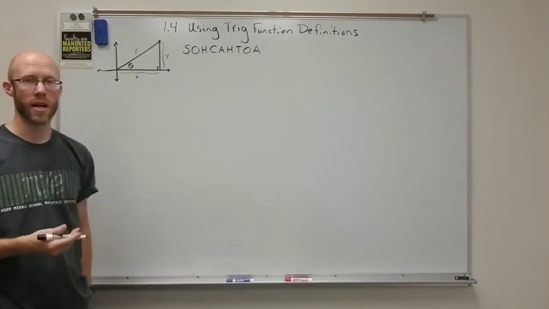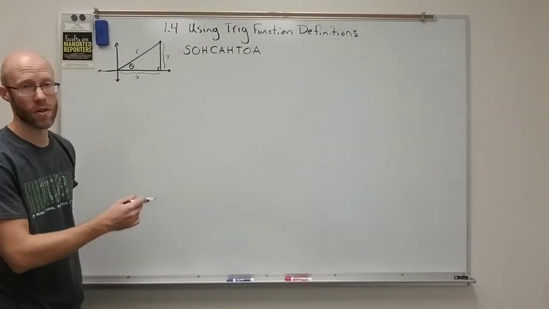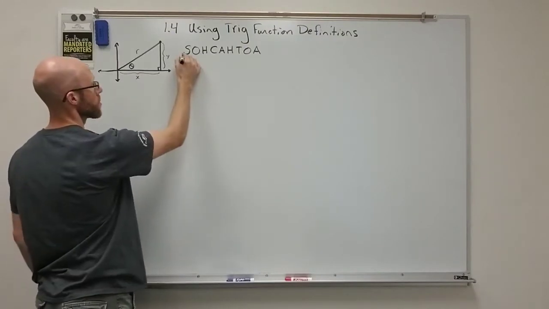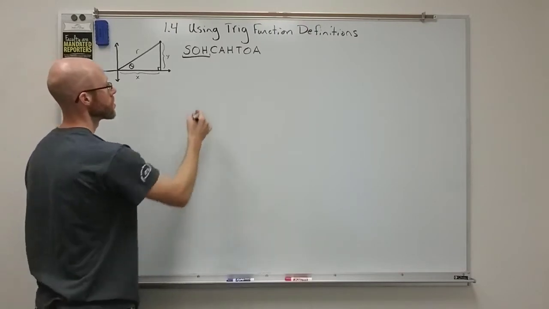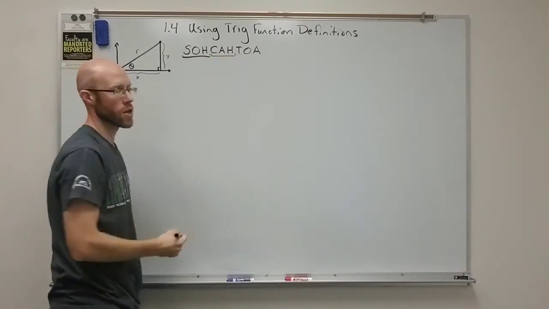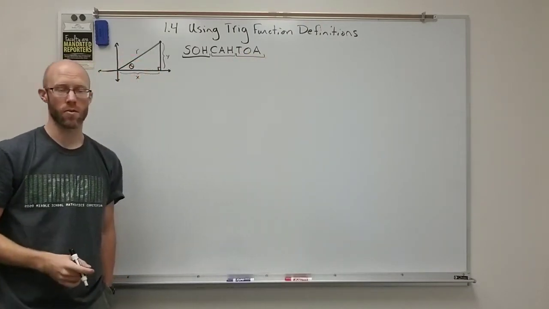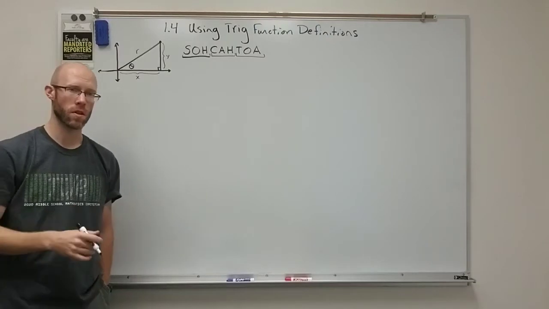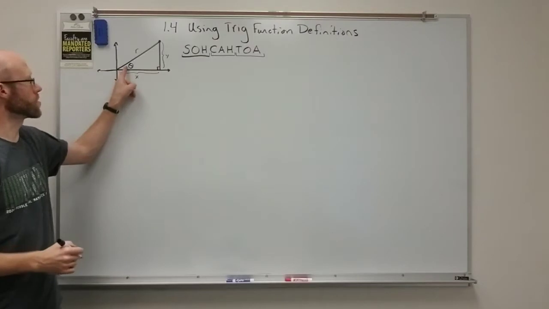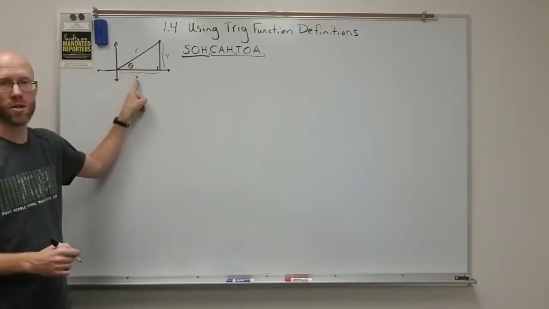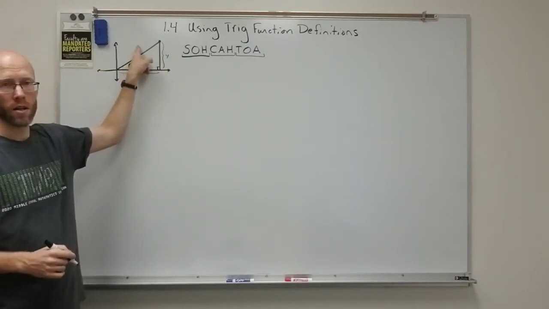Now, when we defined the three trig functions, we used this abbreviation SOHCAHTOA, okay? We have the sine is the opposite over the hypotenuse, the cosine is the adjacent over the hypotenuse, and the tangent is the opposite over the adjacent, okay? And we talked about that in the last section. And so when I look at this triangle, theta is down here towards the origin, so x is the adjacent side, y is the opposite side, and r is the hypotenuse.